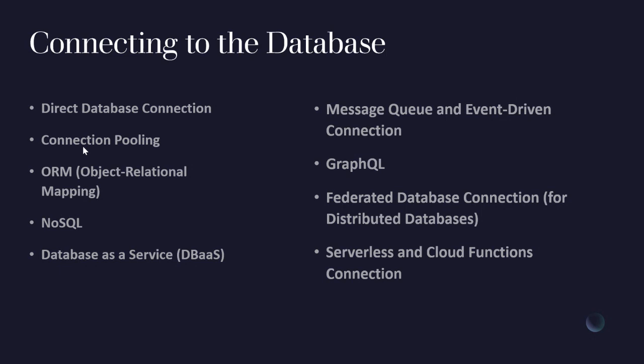So the choice of your database connection type depends on various factors, including the type of database, the specific use case, performance requirements, scalability needs, and the architecture of your microservice system. So this was for connecting the database. Okay, guys, this was the overview of microservices in Node.js, and today we discussed a few points which you can consider while deciding the architecture for your Node.js application.